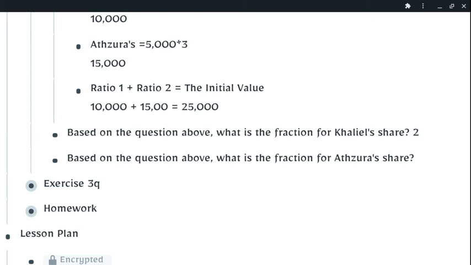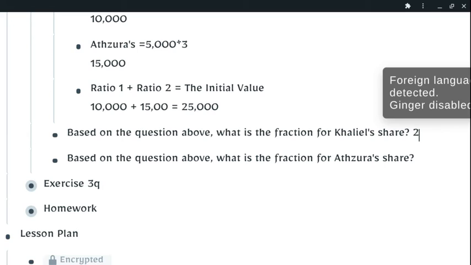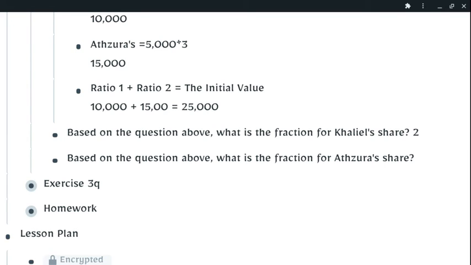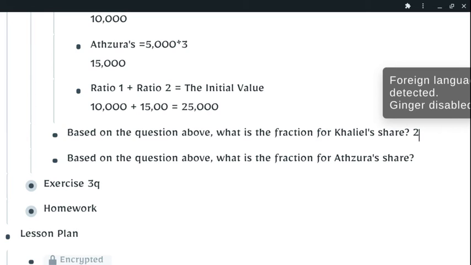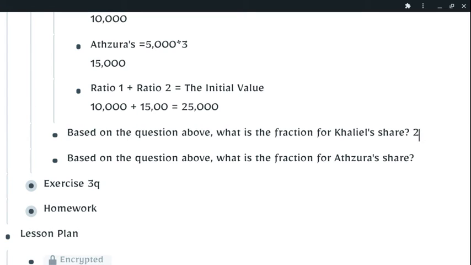Okay, let's backtrack. When we had the shares, what was the ratio? 2 to 3, sir. The 2 was for Khalil, the 3 was for Azura. Now, what did we do to get 1 share? Add 2 and 3 and I get 5. Right. So what was the 5? The divisor, sir. Right. So the 5 was representing our total ratio, correct?